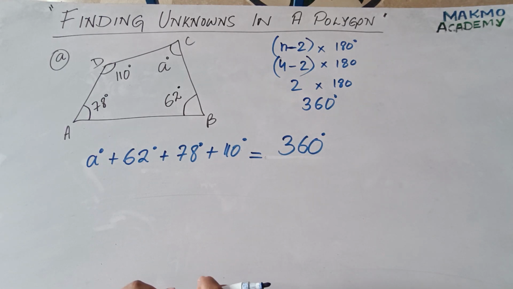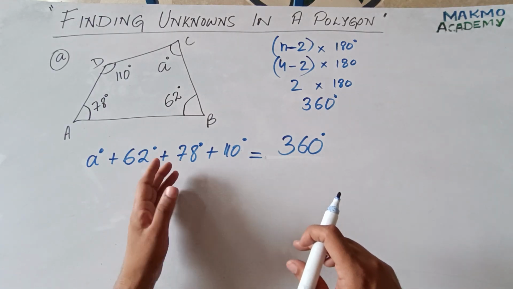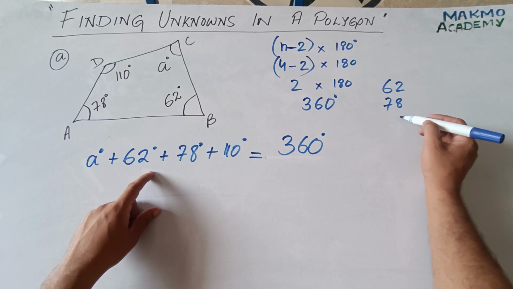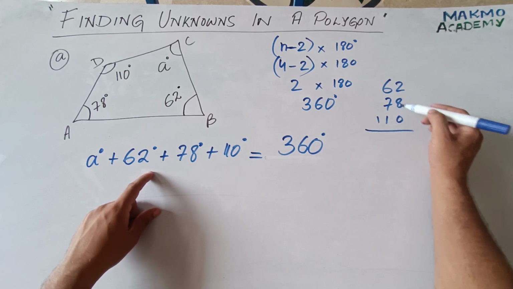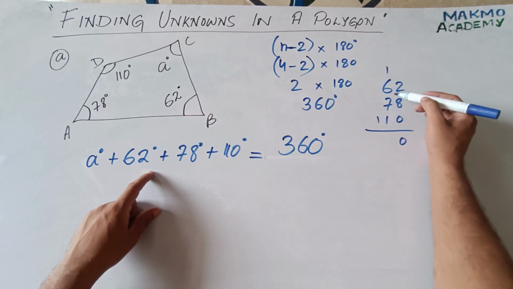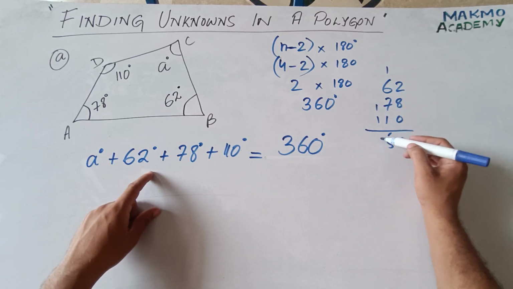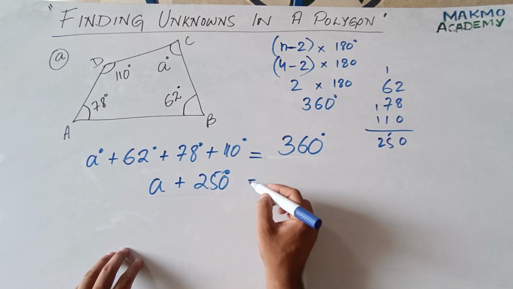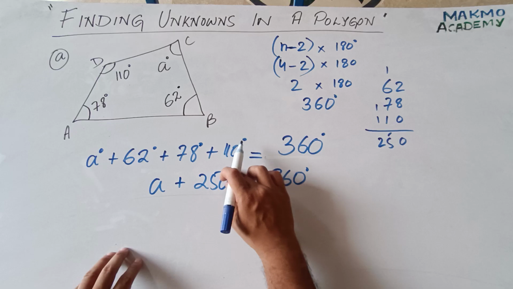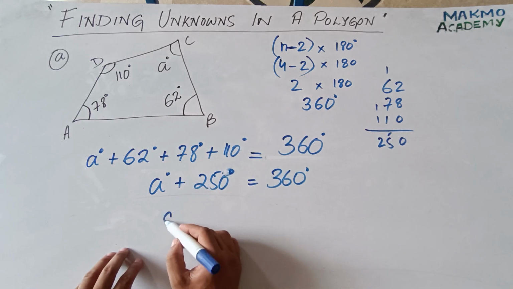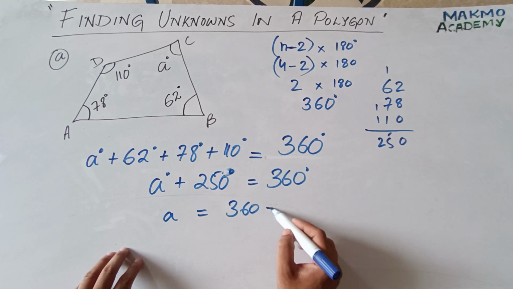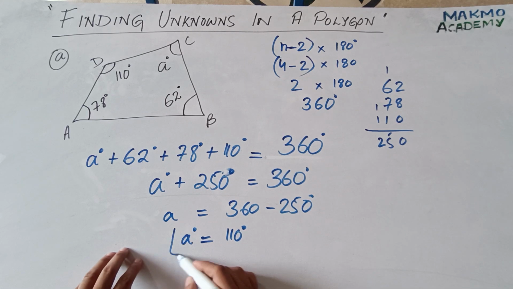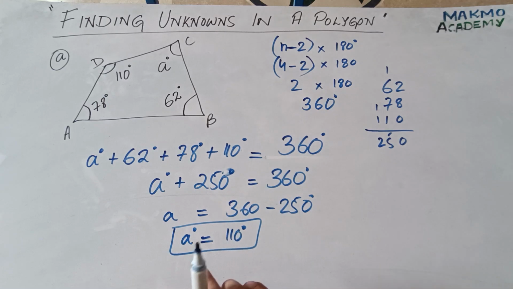So how to find out the value of unknown? We have to add all these values and subtract it on the other side. So let's add all of them: 62, 78 and 110. 8 plus 2 is 10. So 7 and 7, 14, 15. It's 250. So a plus 250 is equal to 360 degrees. And a is equal to 360 minus 250 degrees, which is equal to 110 degrees. So the size of the unknown angle is equal to 110 degrees.